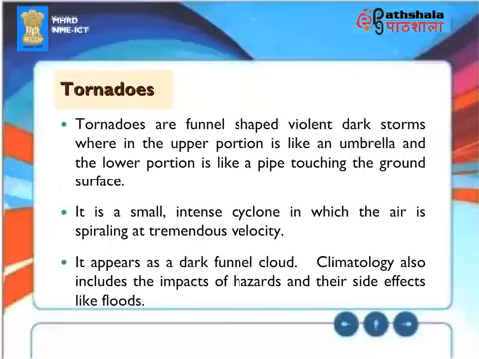Tornadoes. Tornadoes are funnel-shaped, violent, dark storms wherein the upper portion is like an umbrella and the lower portion is like a pipe touching the ground surface. It is a small, intense cyclone in which the air is spiraling at tremendous velocity. It appears as a dark funnel cloud. Climatology also includes the impacts of hazards and their side effects like floods.